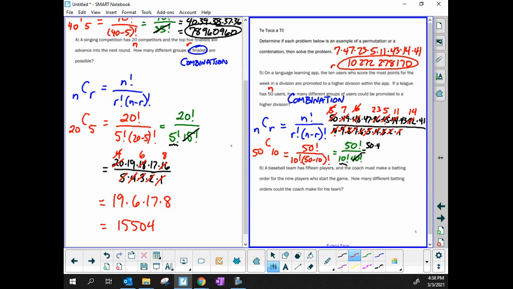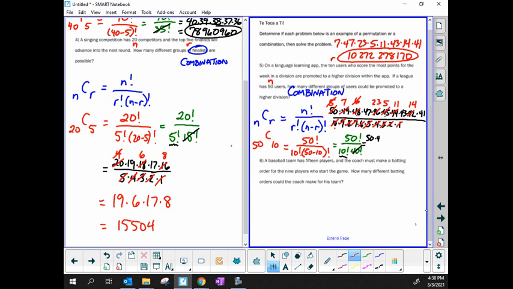All right, number 6. A baseball team has 15 players, and the coach must make a batting order for the 9 players who start the game. How many different batting orders could the coach make for his team?